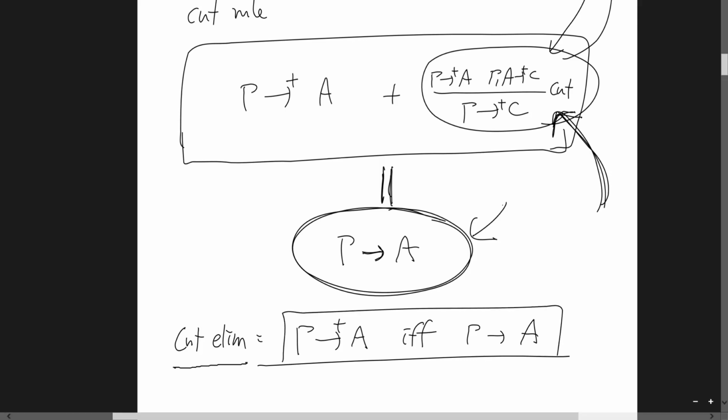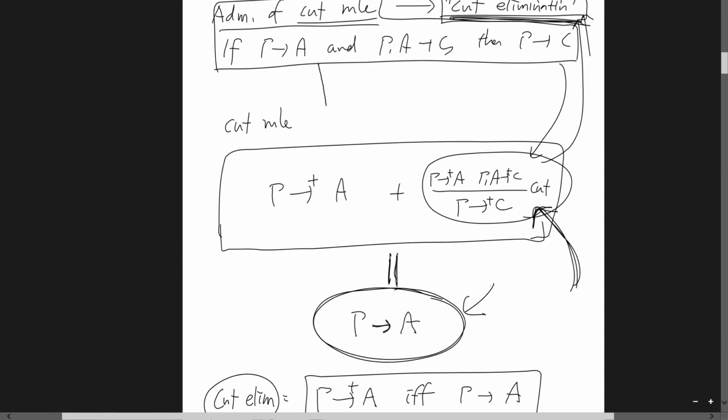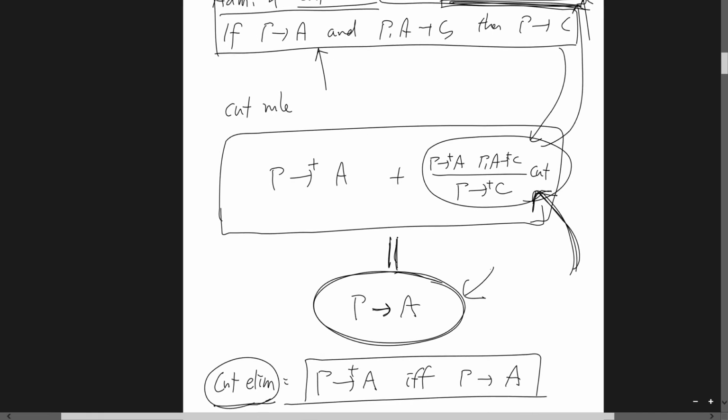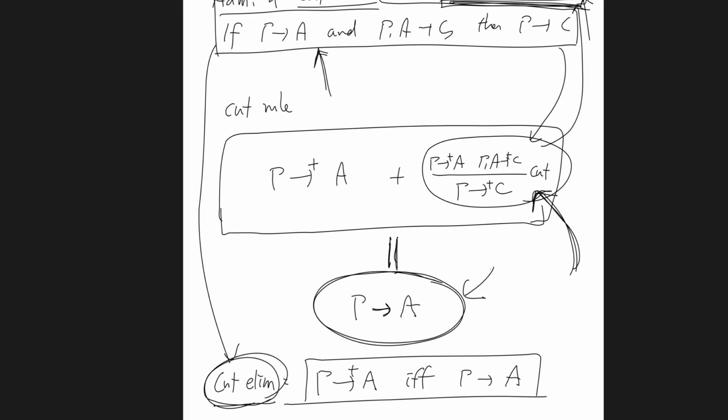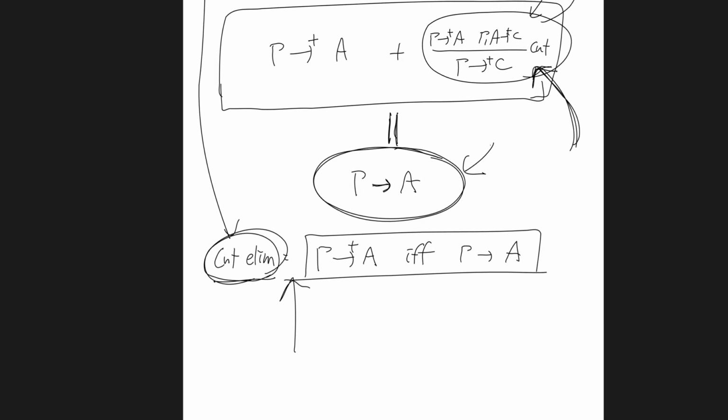And it's pretty easy to prove this one once you have the admissibility of the cut rule. So the crux in the proof of cut elimination is actually to show the admissibility of the cut rule. And it's almost like a corollary to the admissibility of the cut rule. So this is the most significant, the most important theorem you can find in the study of proof theory.